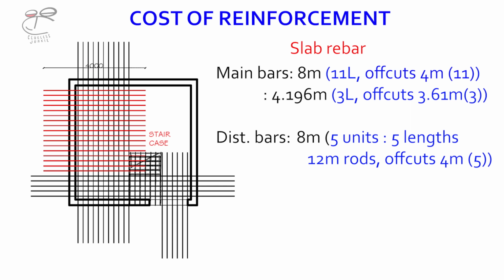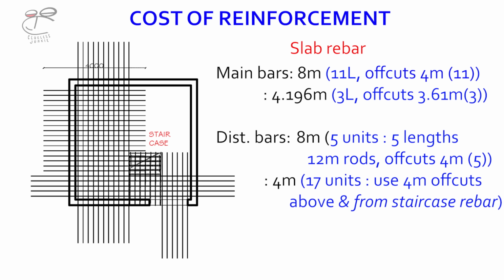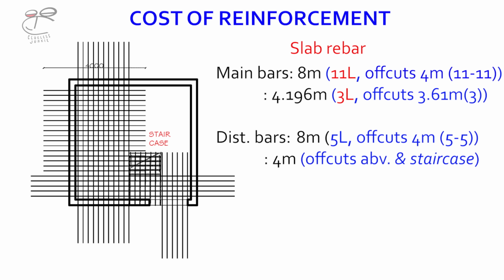And remember the offcuts we've been having from the other main bars up there. We need 17 units of that. Use offcuts from above. We use 4 meter offcuts from above, and if it's not enough, we complete that with offcuts from the staircase rebars. So the main bars top mesh, to complete the top mesh of this region, that 2 meter bars, there's about 6 of that.